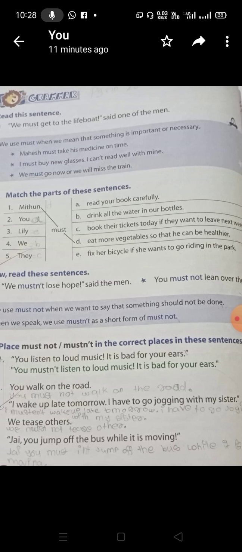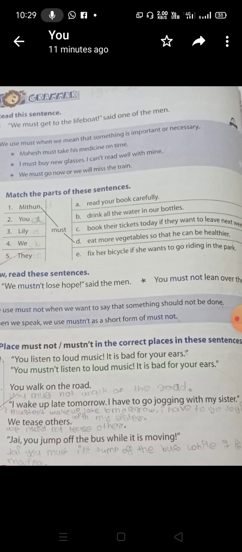Place must not and mustn't in the correct place in these sentences, Exercise B. Okay, you have to use must not in these sentences. Rewrite these sentences in your fair notebook. I am going to send a PDF of a picture of this exercise B. You have to complete this exercise in your fair notebook in the revision part.